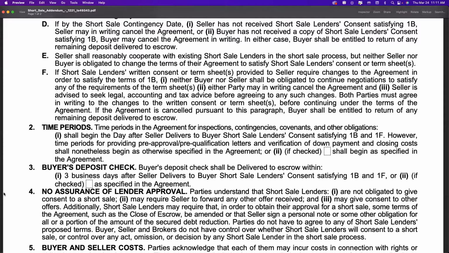Here's where, like in a contingency of sale, where a buyer is selling a property to buy a property, or a seller's purchase of a replacement property, there's some reference to the timelines of our original purchase agreement. So in here, it says the time periods in this agreement for inspections, contingencies, covenants, and other obligations shall begin the day after seller delivers to buyer the short sale lender's consent, satisfying 1B and 1F, right? That's that we've got the consent, we've got the terms, and we're moving forward. They approved it. So the default is that no time periods in this contract start until after we have short sale approval. That's the default.